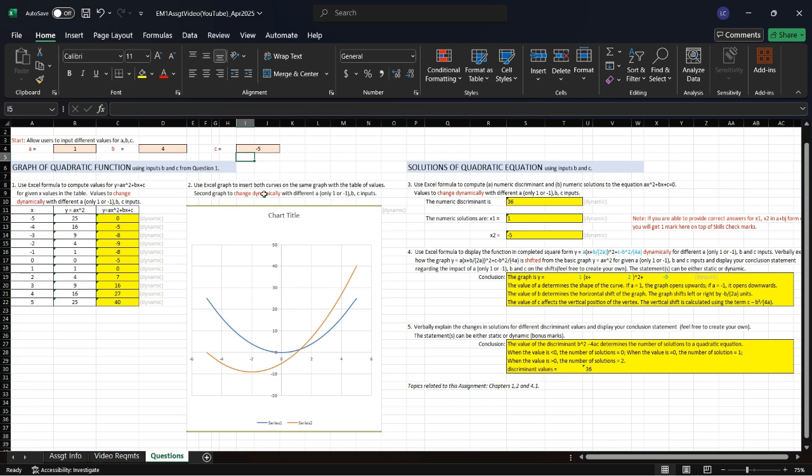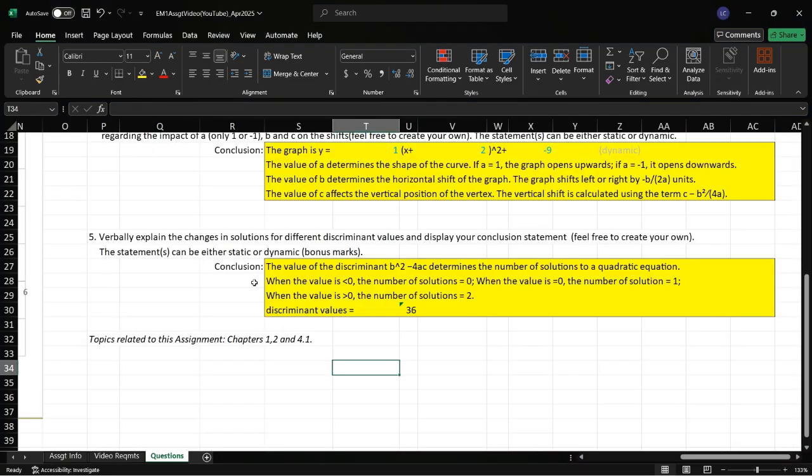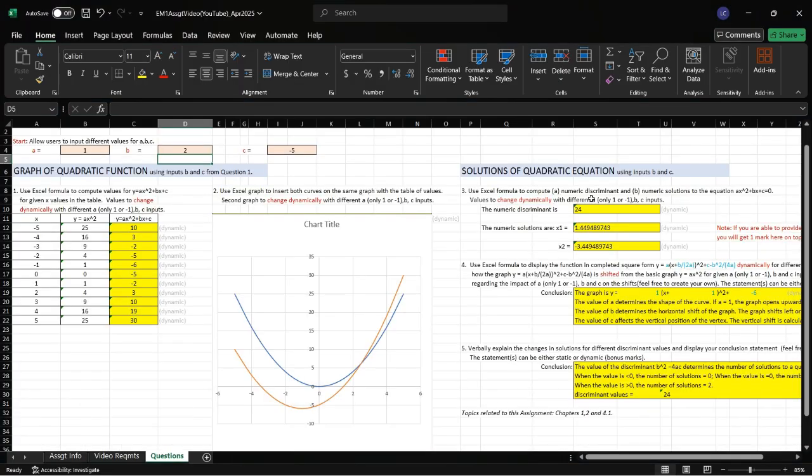So as you can see, as I decrease the value of C, the vertical position of the graph is also decreasing. Now, question 5. The value of the discriminant is calculated by b squared minus 4ac. So when the value is positive, there will be two solutions. When it's equal to 0, there will be one solution, and when it's negative, there will be no solution.